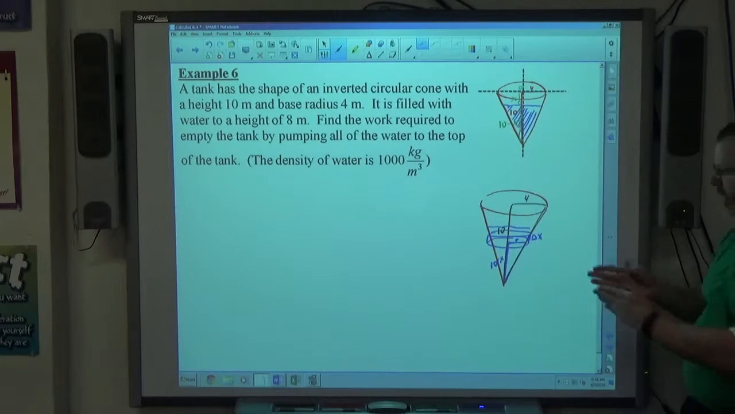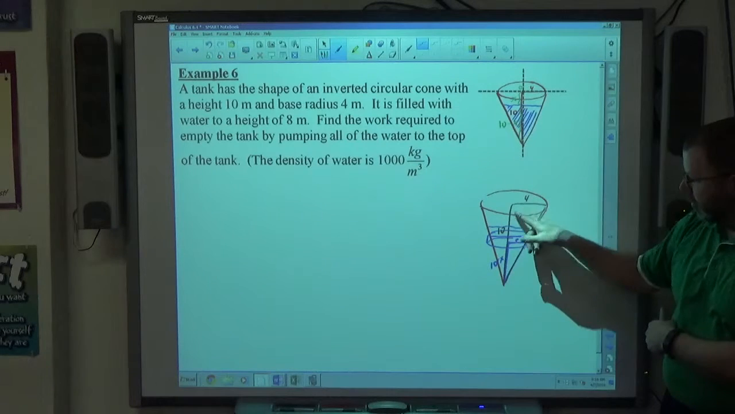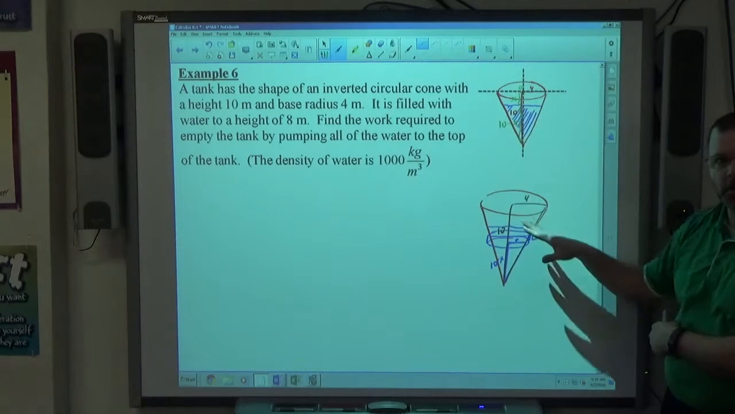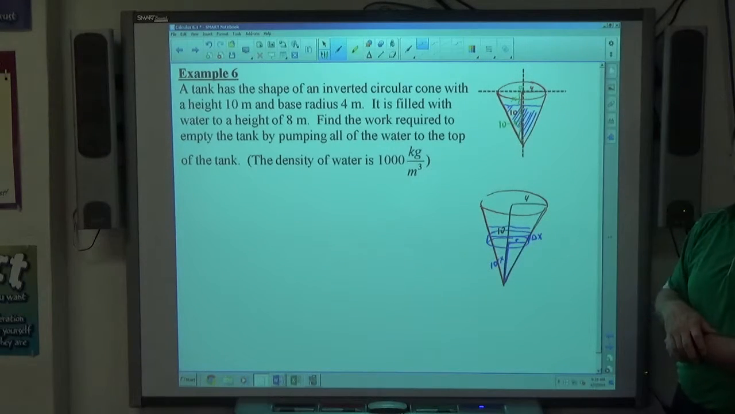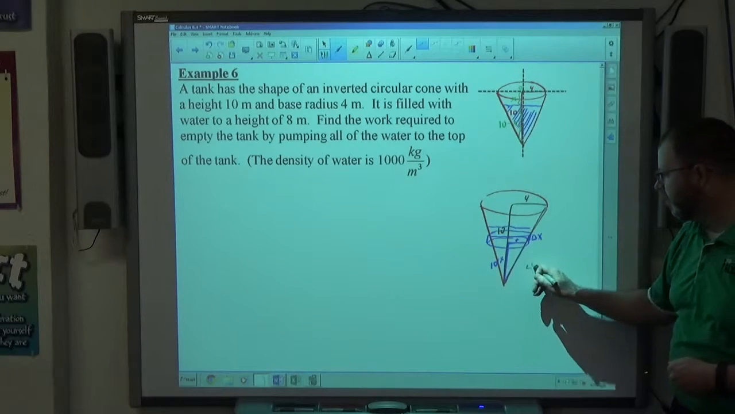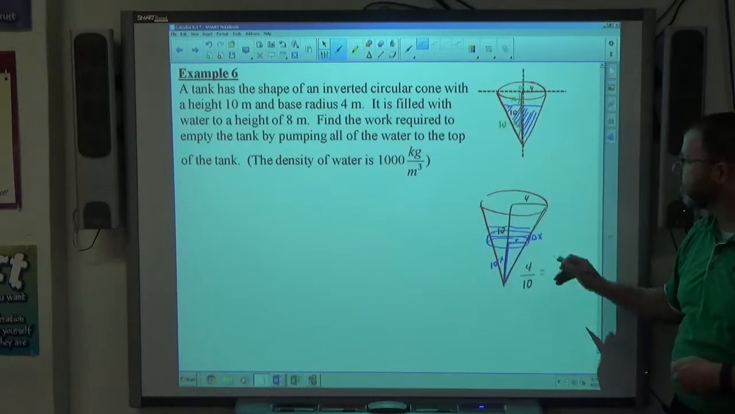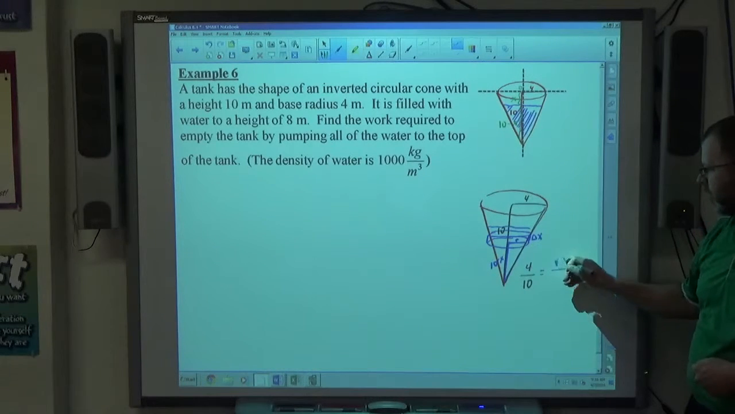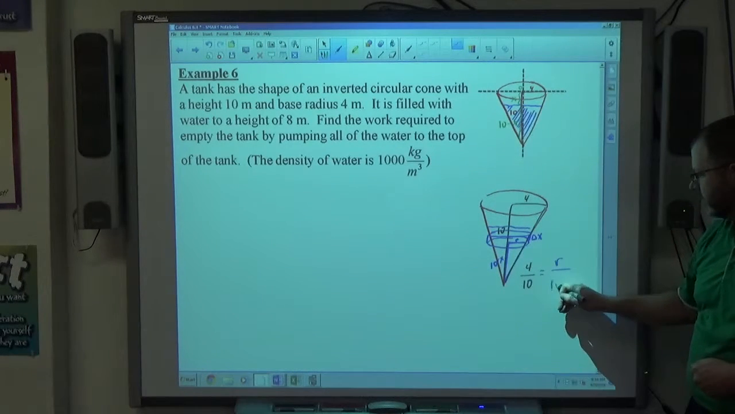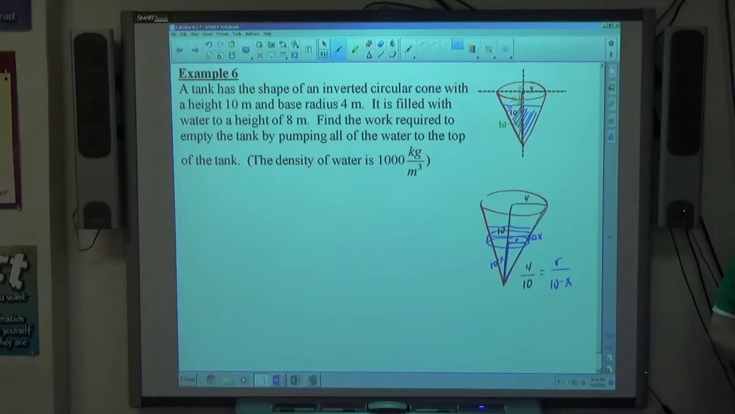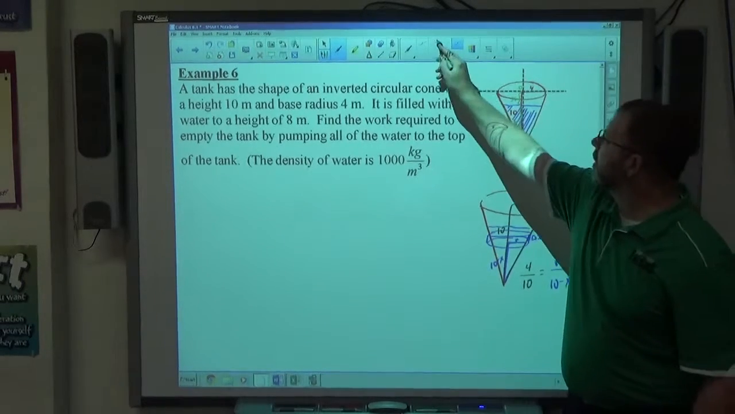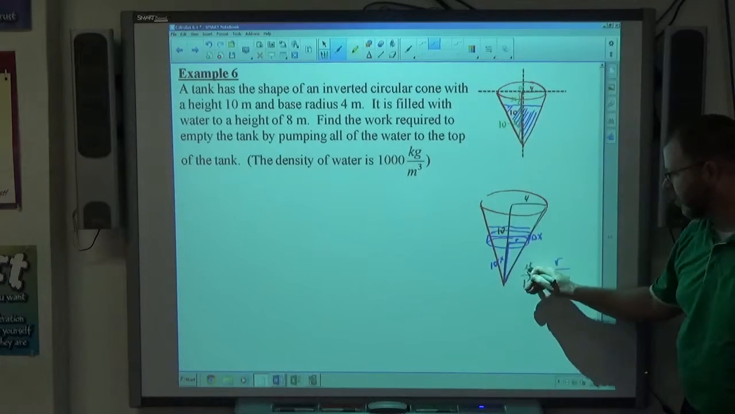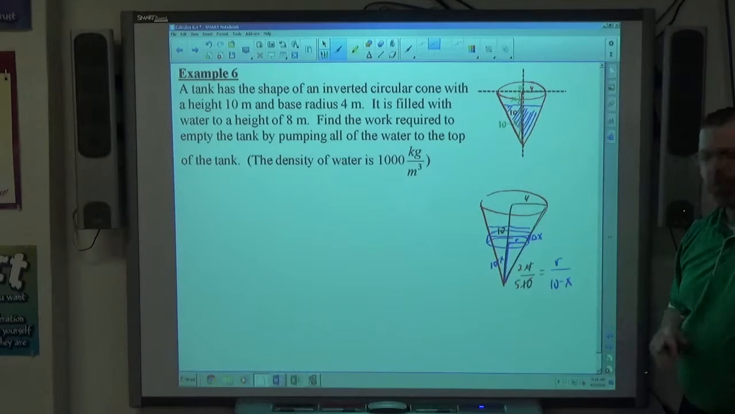So what I'm looking at here is similar triangles. 4, 10, 10 minus x, and r are going to be proportional to each other. If I do 4 over 10 from the bigger triangle, that's going to match up to r over 10 minus x, because 4 goes with radius and 10 goes with height. Before I even cross multiply, notice 4 tenths reduces to 2/5. Reducing is helpful.